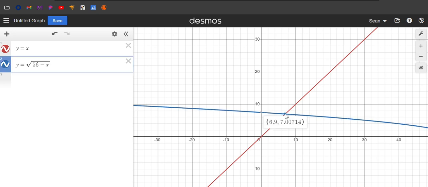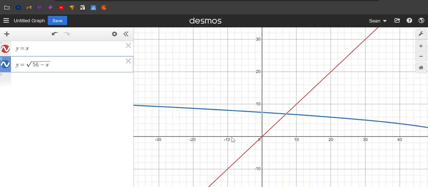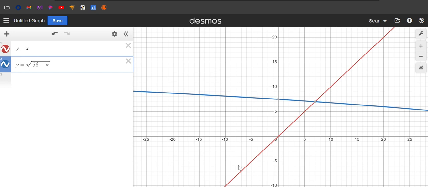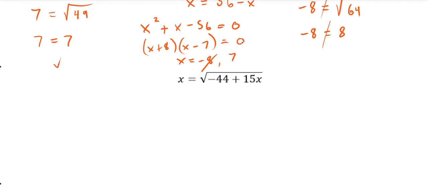Now we notice that we have one solution here at 7. Indeed, the square root of 56 minus x is equal to 7 when x is 7. On the other hand, we can look just to the left to see that there is no intersection at minus 8. This was a fictitious solution that was introduced by squaring both sides. Let's continue.